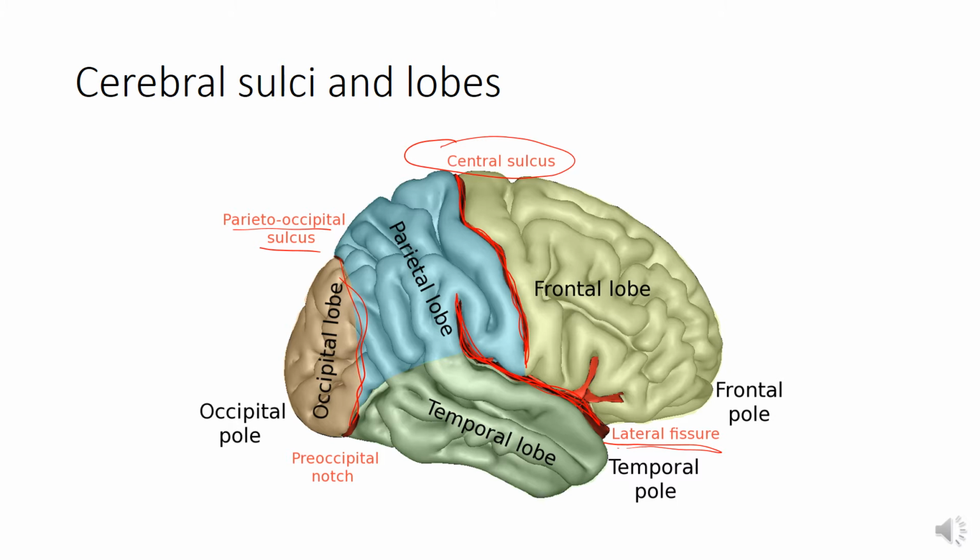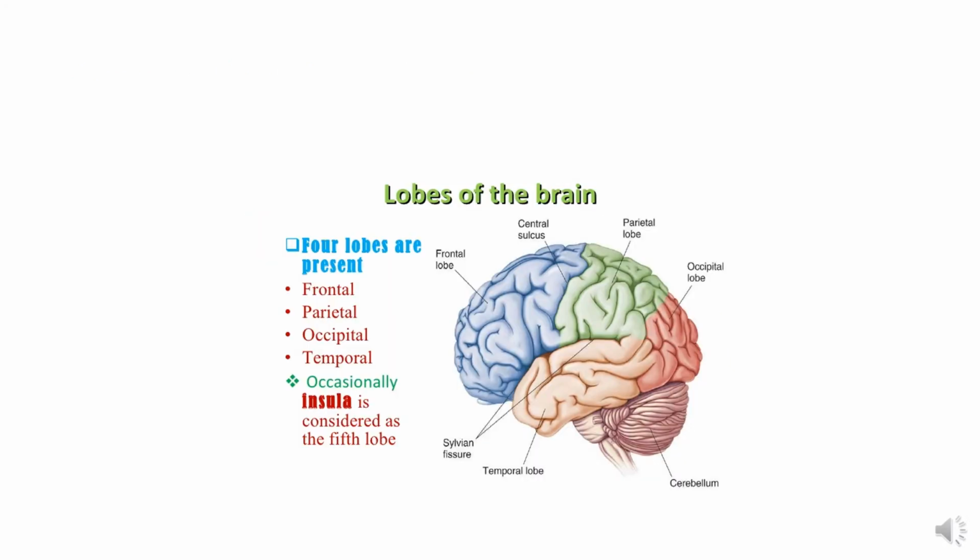The part anterior to the central sulcus is the frontal lobe. The part between the central sulcus and the parieto-occipital sulcus is the parietal lobe. The part below the lateral fissure is the temporal lobe. The part behind the parieto-occipital sulcus is the occipital lobe. So the 4 lobes of the brain are frontal, parietal, occipital and temporal. You can see here the frontal, parietal, occipital and temporal.